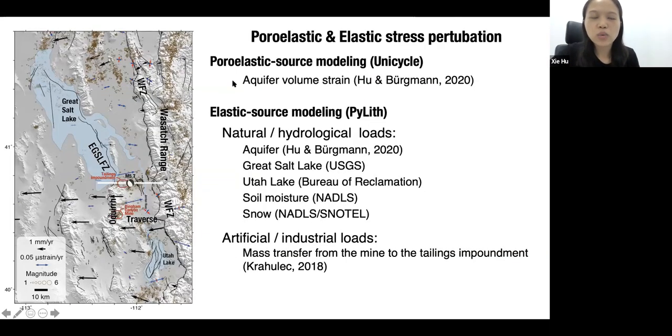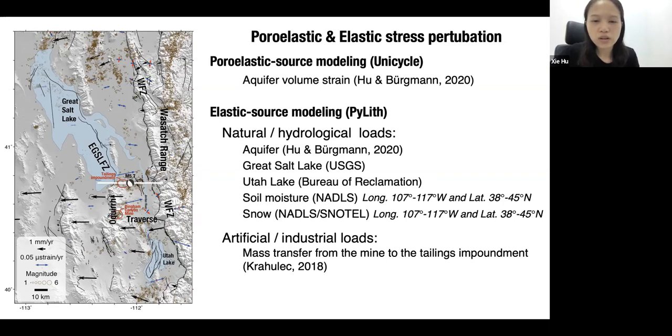Here we systematically analyzed the poroelastic and elastic sources of the deformation and the stress perturbations. As for the poroelastic source, it's mainly represented by the aquifer volume change. The sources for the elastic part will be more diverse, such as the aquifer, the Great Salt Lake, the Utah Lake, and regional soil moisture and snow. We also considered the mass transfer from the mine to the tailings impoundment since 1906.